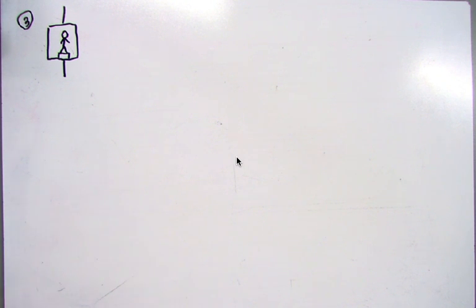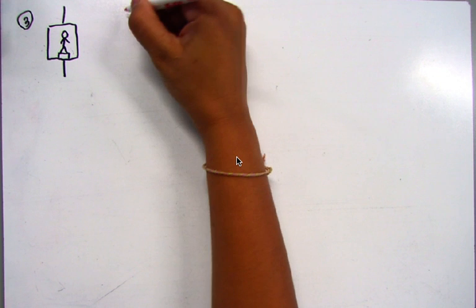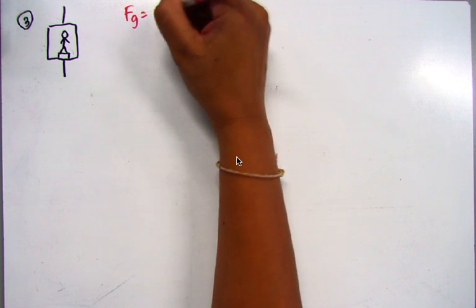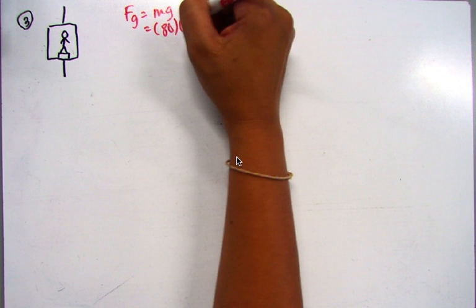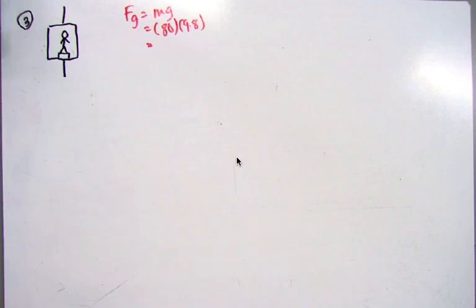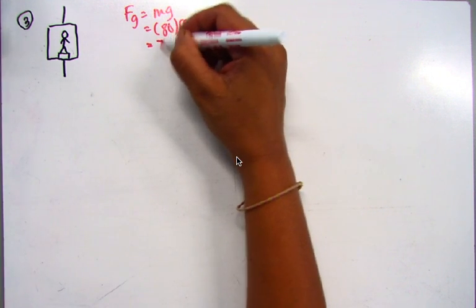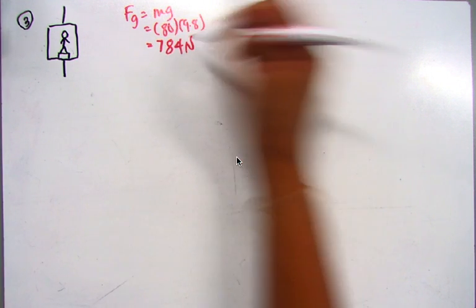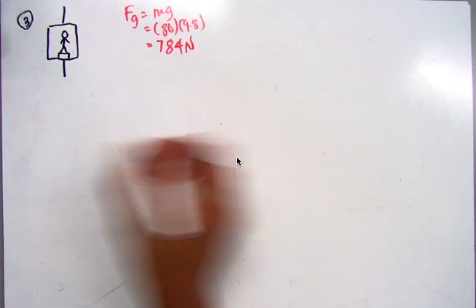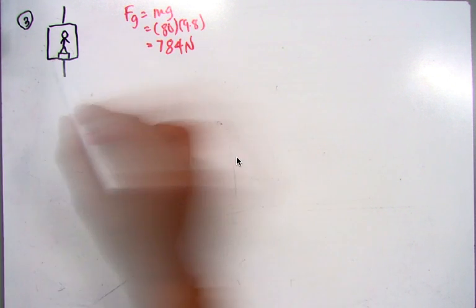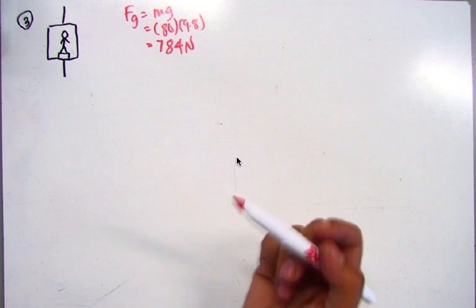So if we just do a quick calculation before we start this problem, if we calculate his Fg, this is 80 times 9.8, so that works out to 784 newtons. So that's what the scale would read, 784. But it's smart enough to have a conversion, so it's converting that back to 80 kilograms.